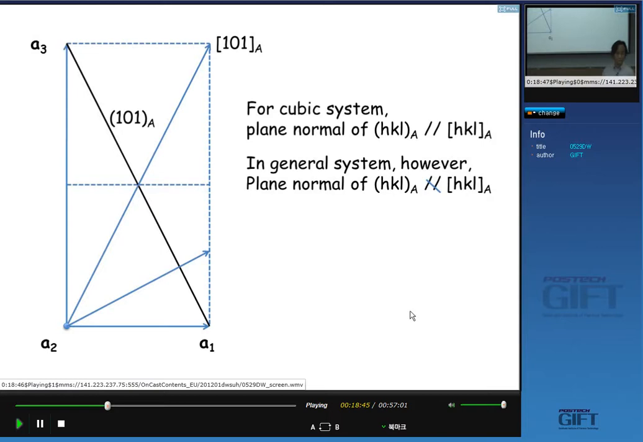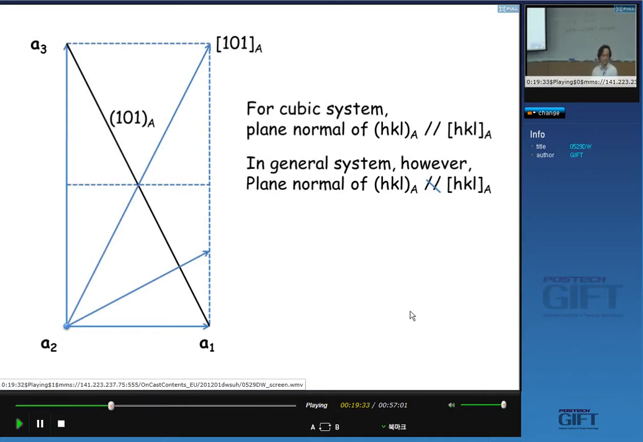So you already know that in the cubic system, the plane normal vector to plane HKL will be the HKL direction. But that is not true in a general crystal structure.